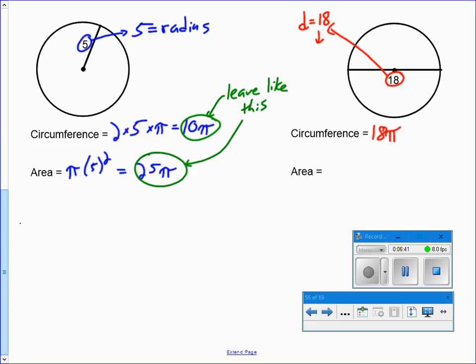So diameter is 2 times the radius. So if the diameter is 18, our radius is 9. You have to use the radius in our area formula, pi r squared. It's going to be pi times 9 squared. 9 squared is 81, so this would be 81 pi.